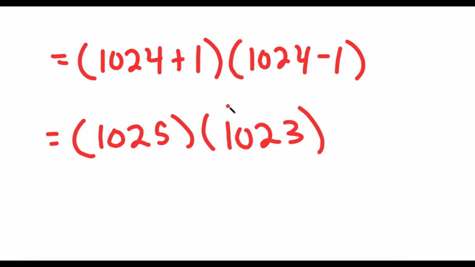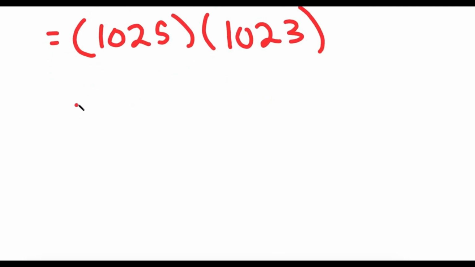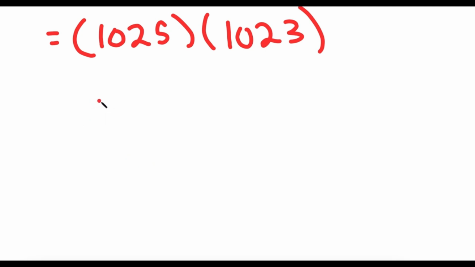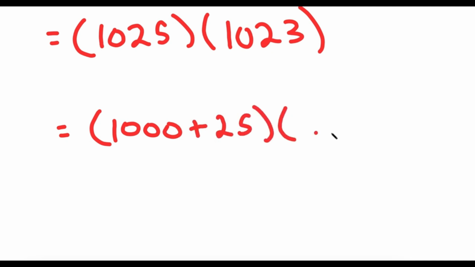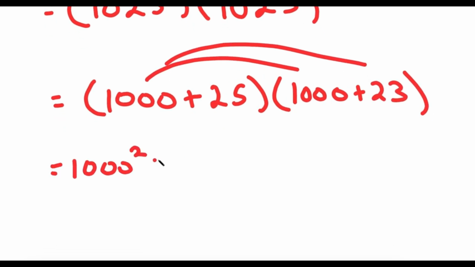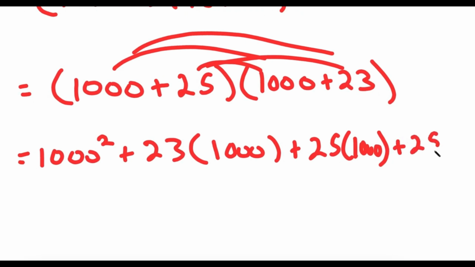So now I have 1025 times 1023, and to multiply these two, I'm not just going to do it using the basic multiplication method because this takes way too long. Instead, what I'm going to do is rewrite this as 1000 plus 25 times 1000 plus 23, and now I can distribute my 1000, so I get 1000 squared plus 23 times 1000, and now I can distribute 25, so I get 25 times 1000 plus 25 times 23.